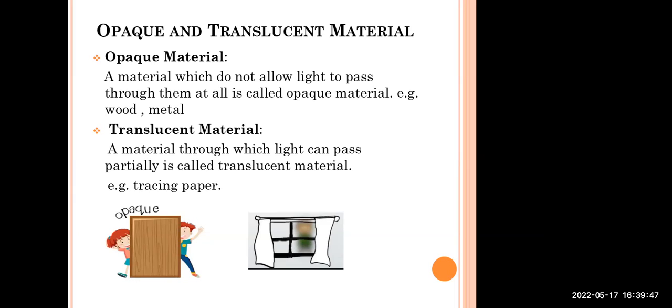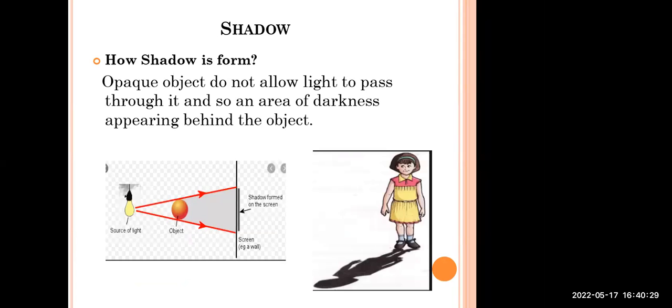There is one more type of material, which is translucent material. It is a material through which light can pass partially. It means we cannot see the whole object. We can get just an idea of the shape of the object, but if you want to measure its length and other parameters, it may not match. An example of translucent material is tracing paper. You at least see the outline of the object, but the object cannot be seen clearly through that material. We call it a translucent material.